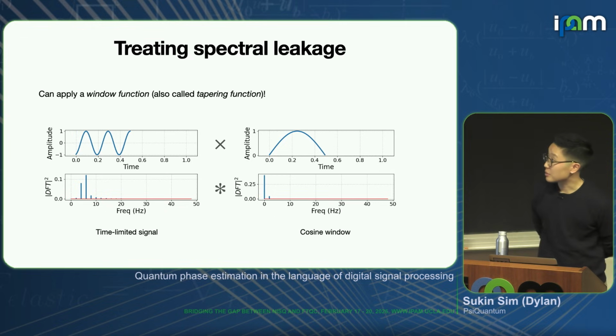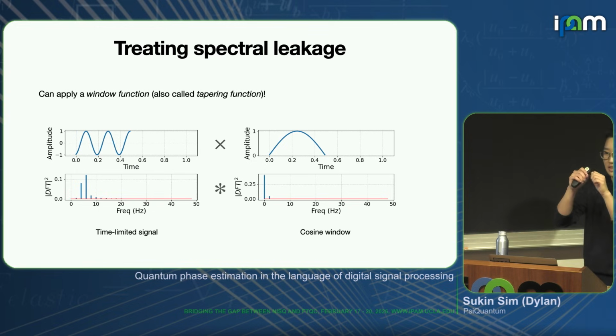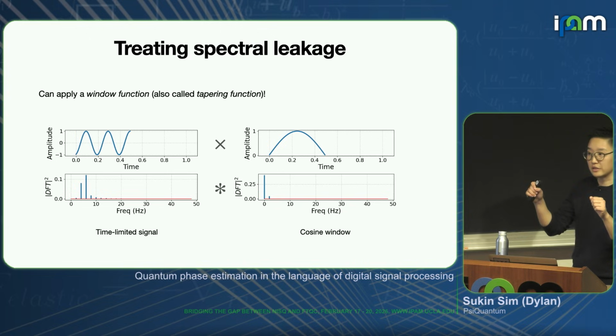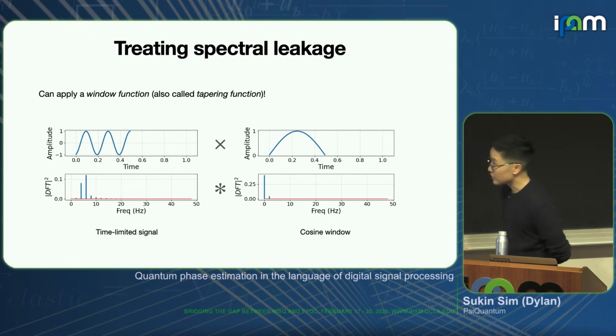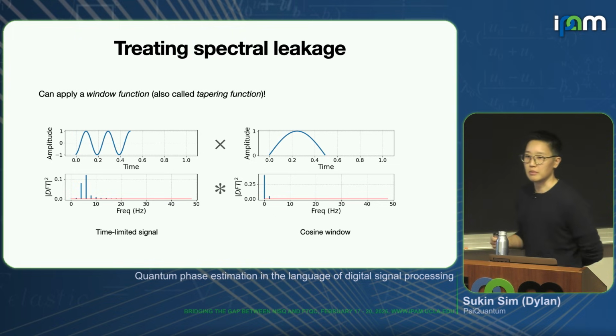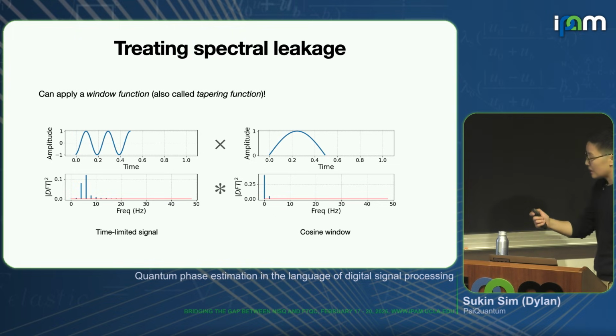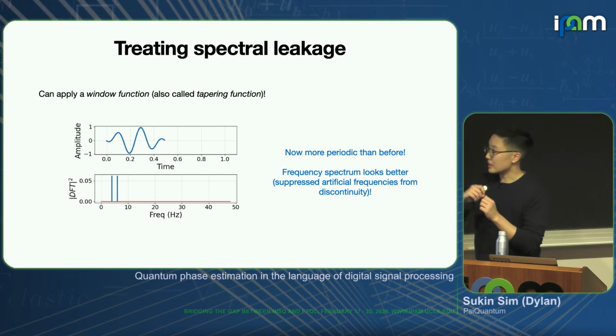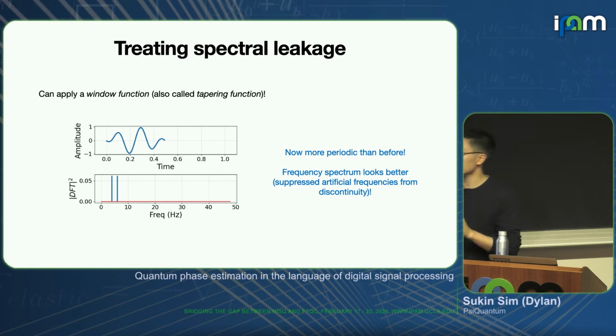But luckily, in signal processing, you can reduce the effects of spectral leakage by applying what we call a window function or a tapering function, which is, as the name suggests, just a function that tapers on either side of your sample duration. You simply multiply this in the time domain to your time-limited sample. The result is your signal still oscillating at about the same frequency, but tapered or enveloped by your window function.